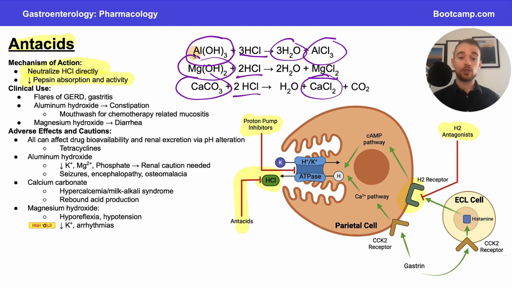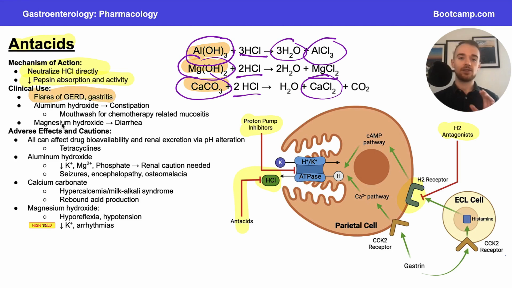And if the names aluminum hydroxide, magnesium hydroxide, and calcium carbonate sound familiar, it's because these are in a lot of very commonly used products. For example, calcium carbonate, which is a major ingredient in Tums. And now that I've said Tums, you're probably aware that the clinical use for these antacids is flares of GERD, as opposed to proton pump inhibitors, which are much more of a chronic control medication.